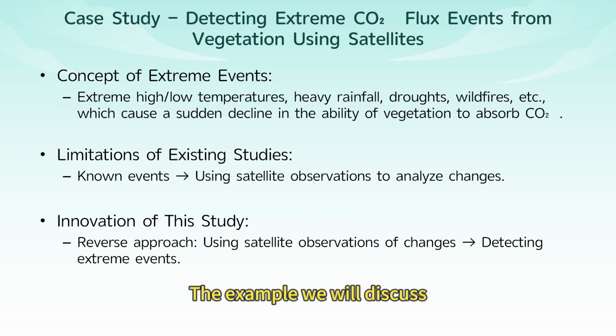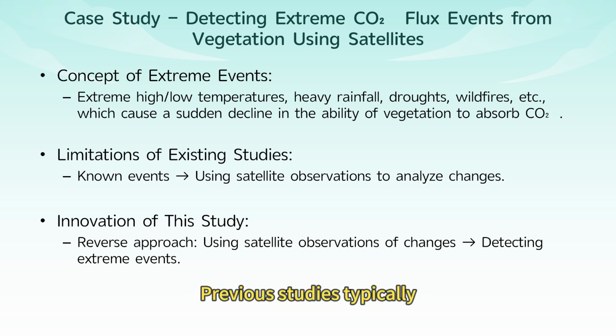The example we will discuss today is my recent research using satellites to detect extreme events in terrestrial CO2 flux. In our context, extreme events refer to meteorological extremes such as heat waves, cold spells, heavy rainfall, and wildfires that suddenly reduce the ability of plants to absorb CO2.